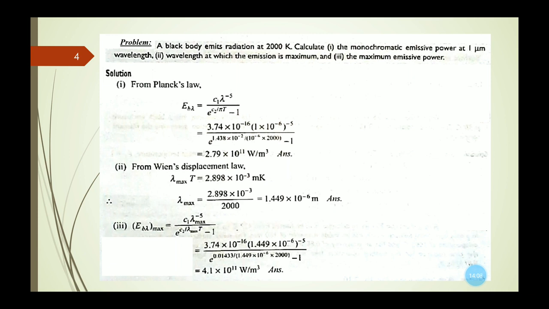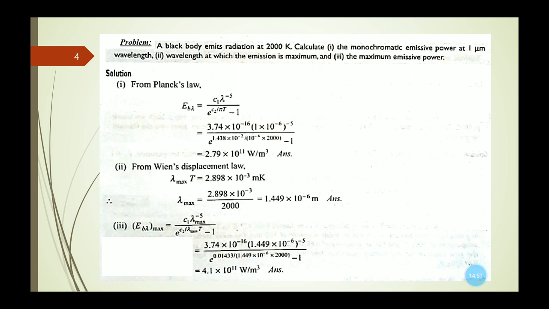So this is a similar kind of numerical to the first one. In this case also we have used the concept of Planck's law, then the concept of Wien's displacement law, and ultimately again using that value of lambda max from Wien's displacement law, we have applied Planck's law for the third part. So the formulas related to all these laws of radiation, like the Stefan-Boltzmann law, Wien's displacement law, Planck's law, Kirchhoff's law, and their concepts are very much required to solve such numericals.